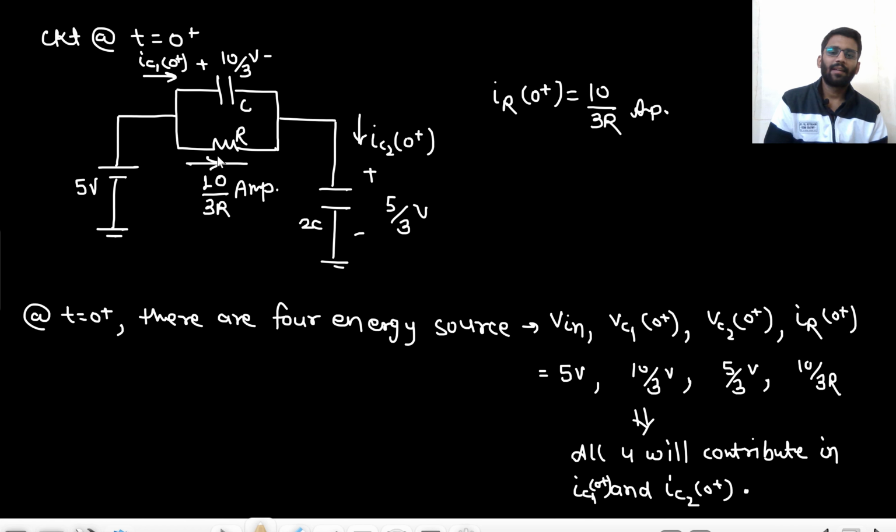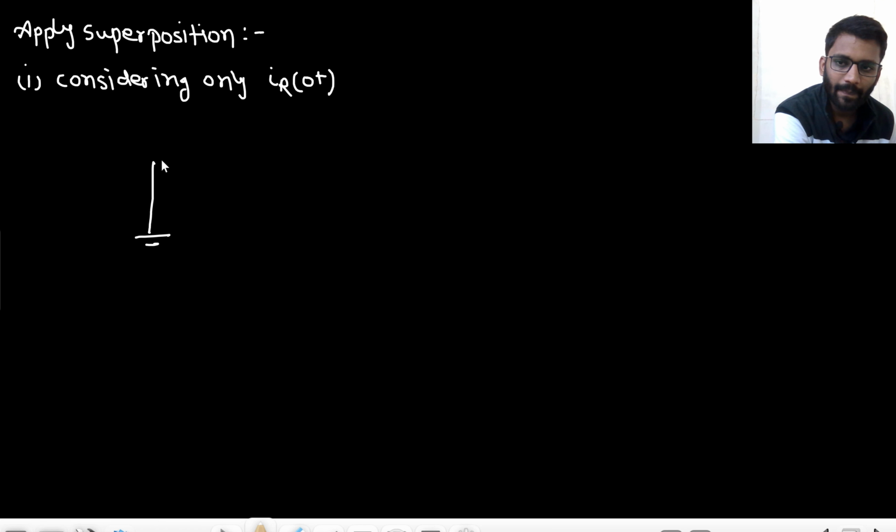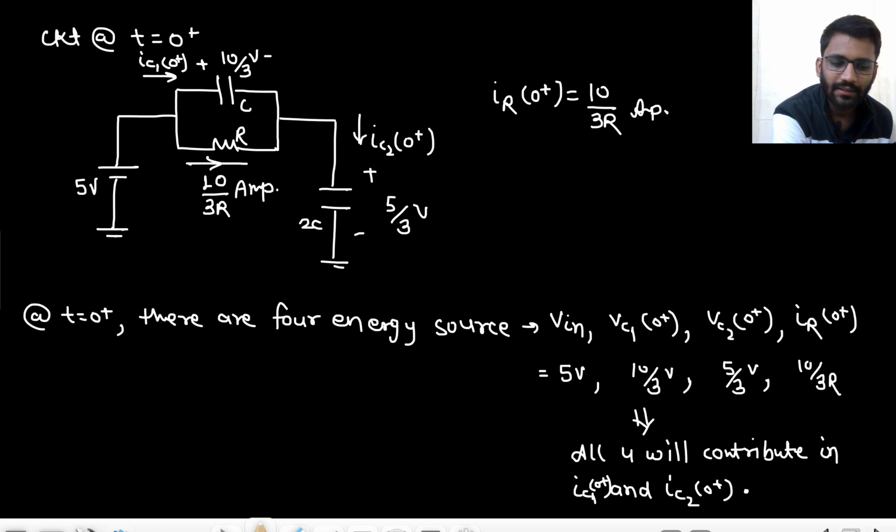I should have written like this. Apply superposition. Okay. So what I am doing? Considering only IR 0 plus first. So only this current I am considering. Forget about all other things. So the voltage source will be shorted, then I have a capacitor, then I have a current source here, right? A current source here, that is 10 by 3R.